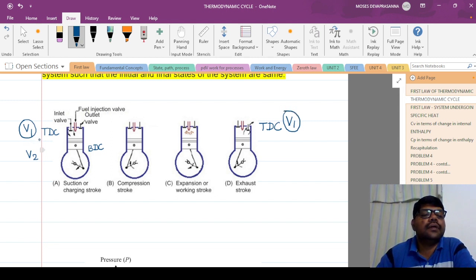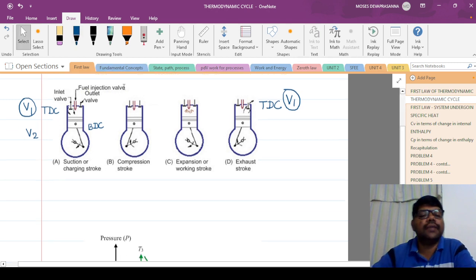right? That means the system has started from a particular state, and it goes to the same state at the end of the cycle. Or I can say the initial state of the system and final state of the system are same while executing these four processes. So this is an example for a cycle. After completion of the exhaust stroke, again the suction stroke starts from TDC. So this is an example of a thermodynamic cycle.